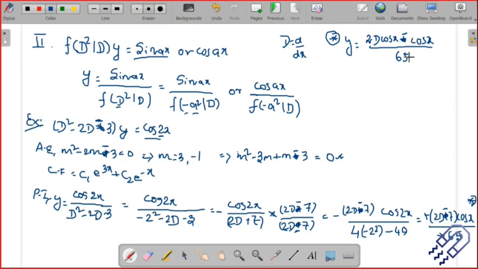These things keep happening. Okay. So this is 2D cos 2x minus 7 cos 2x. And what is D? D is d dx. So d dx of cos 2x is actually nothing but minus 2 sin 2x. So I can just write it as minus 2 sine of 2x minus 7 cos of 2x.